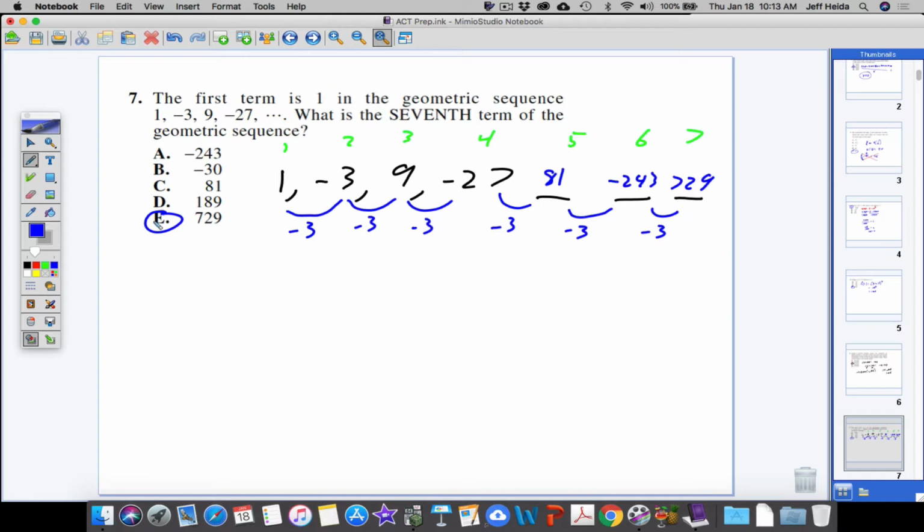There are many, many other ways to do it, recursive, explicit, all sorts of different terms that go along with how to do sequences. You also have arithmetic sequences where you add the same thing to each term. So sequences are a chapter or two in pre-calculus, a lot to cover. This is just a more straightforward way to go through and solve the problem.